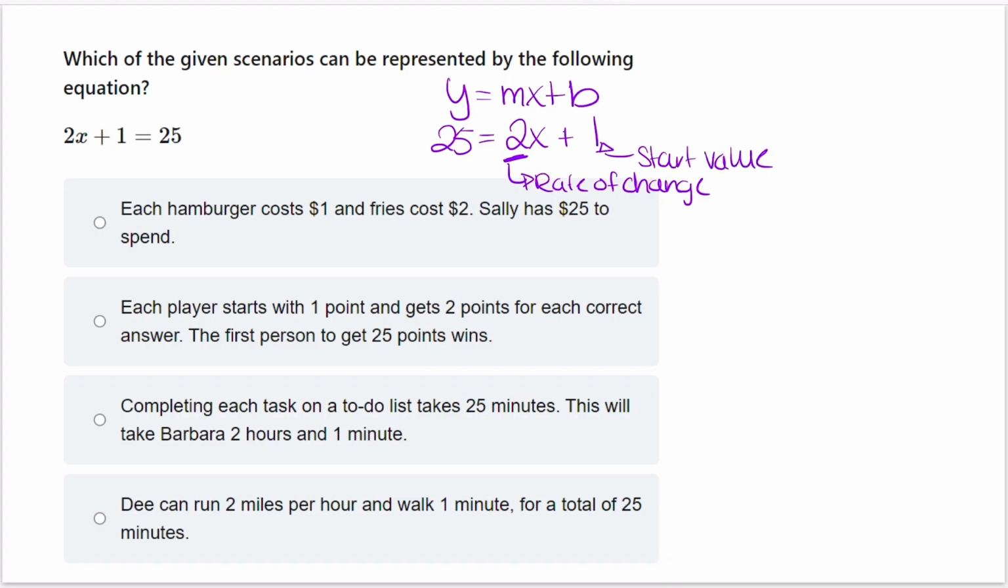So in the first one, it says each hamburger costs $1 and fries cost $2. Sally has $25 to spend. Well, you think about it, the cost of a hamburger and the cost of fries, that's telling us kind of like two rates of change, right? This is kind of like if we had 1x plus 2y equals 25. So that's like two rates of change. So that doesn't really fulfill what we were looking for, right? We want 1 to be our starting value and 2 to be the rate of change.